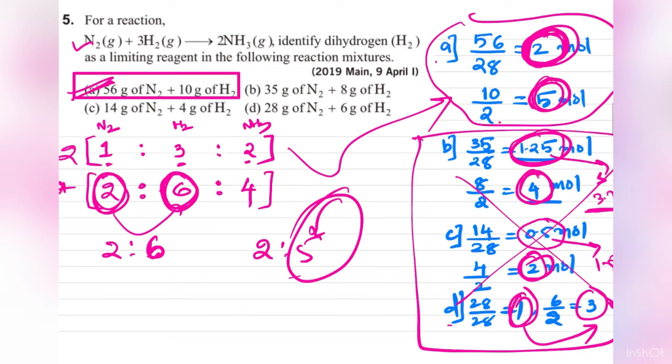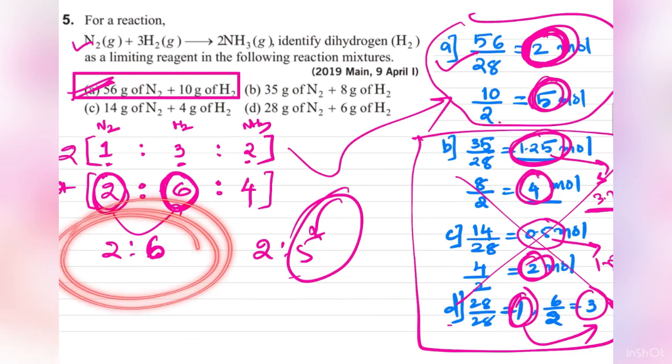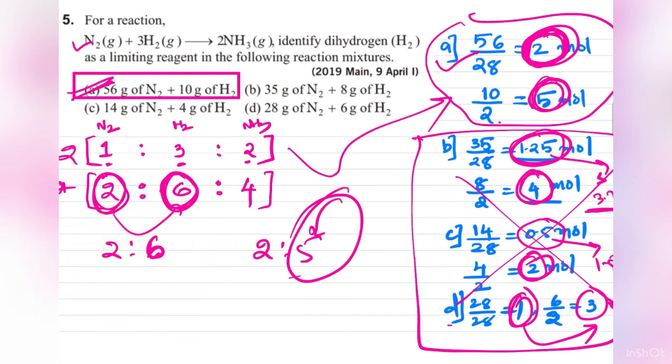Only in option A is hydrogen acting like a limiting reagent, since the number of moles of hydrogen is lesser than what we required. Required is 2:6, but given is 2:5. So that's why hydrogen is acting like a limiting reagent. Option 1 is the right answer. Thank you.